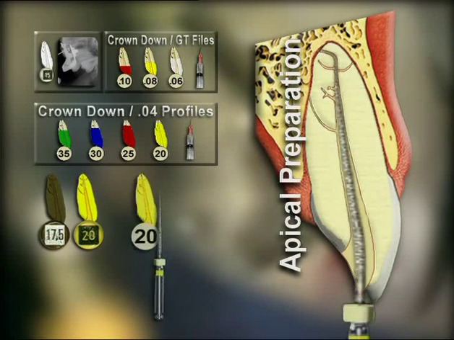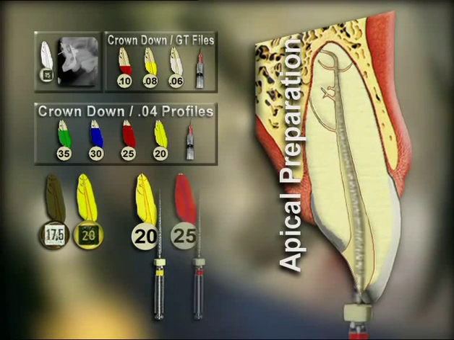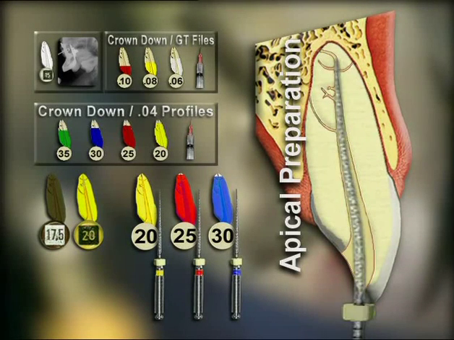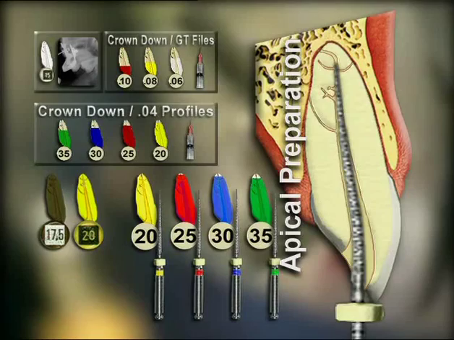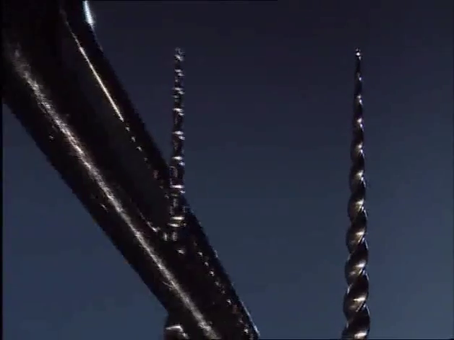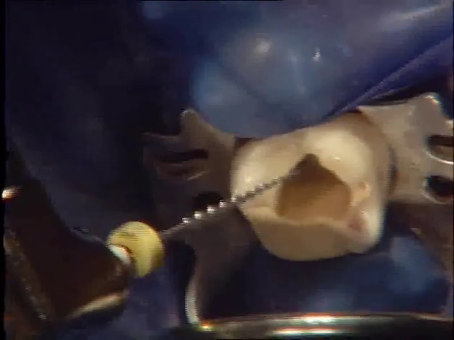The final apical preparation is done with 0.04 profiles of increasing size. These instruments are used only where they can safely fit, with only the smallest files reaching to the canal terminus. They are stepped back in half-millimeter increments. Finally, files of greater taper are used to improve the deep shape.